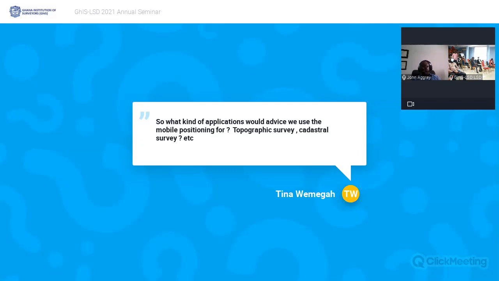Based on that time constraint and that accuracy, I think it can be used for both if needed. You can use the smartphone at the cadastral survey level, and you can also use it at the topographic survey level. So I think it's good for both, if need be. It's not stringent or restricted to a particular survey type. I'll conclude on that point.